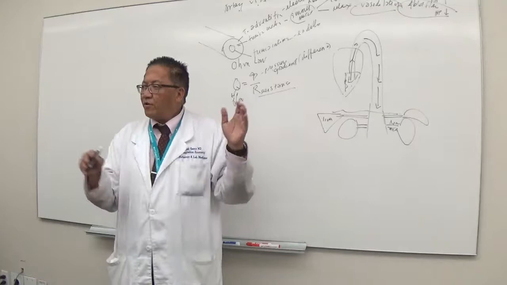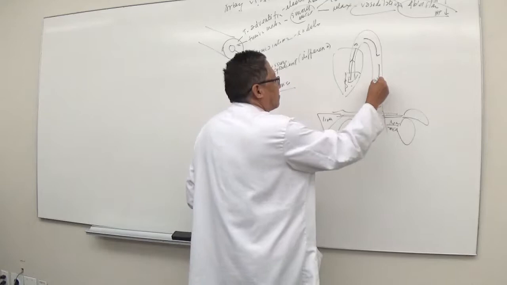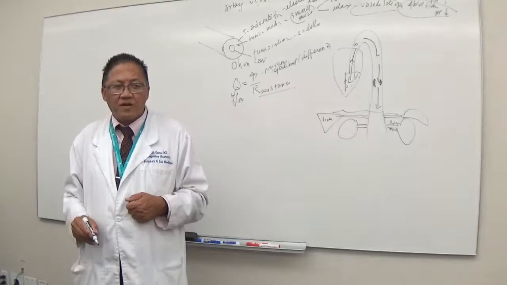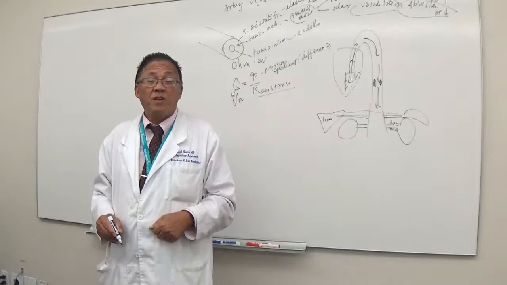Let's say you have fat deposits here. Will the fat deposit there oppose the direction, the flow of blood this way? It does, right? It opposes the flow of blood because there's a fat deposit there.